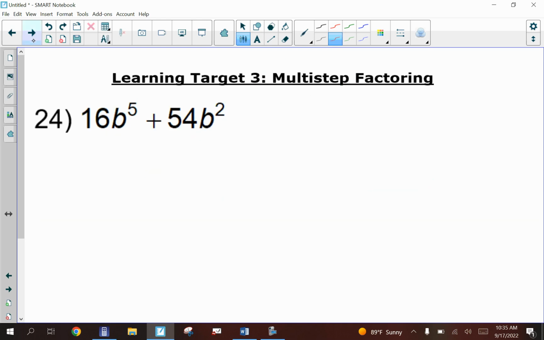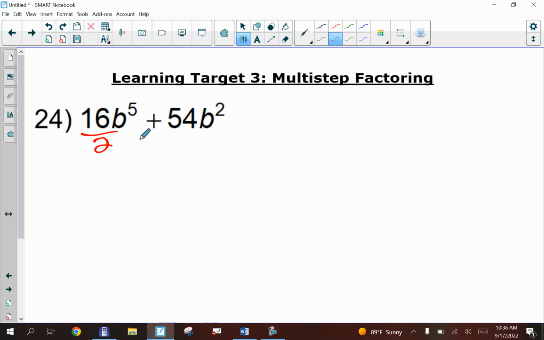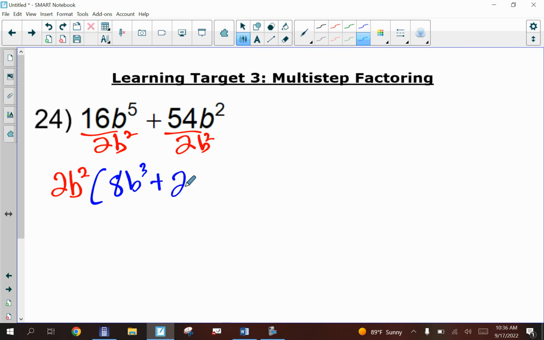Okay, let's see, next one. Got a GCF between 16 and 54, I'm sure. Oops, I have to hit GCF first. 16, comma, 54. So that's going to be 2. And now these both have letters, so I'm going to take out the lower exponent. So 2b squared is our Chucky term. So that leaves us with 8b to the third plus 27.